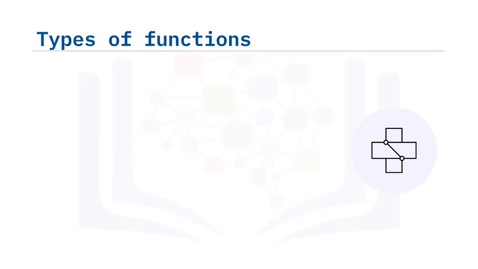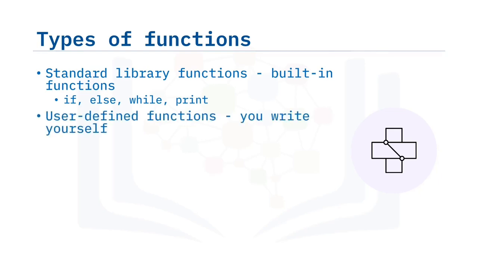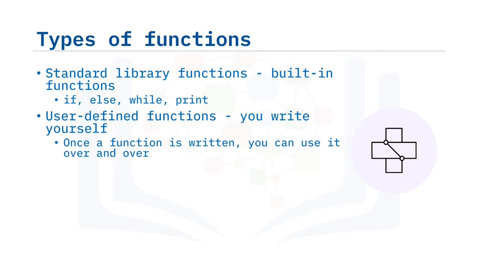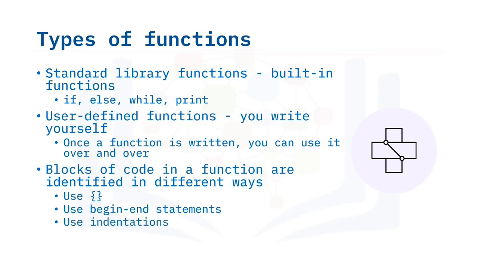There are essentially 2 types of functions. Standard library functions are the built-in functions provided by the programming language. Common examples include the if, else, while, and print functions. But programming languages also allow you to write your own functions, and once you've written a function, you can use it over and over again. The way that the blocks of code that make up a function are identified is different across programming languages. Some use braces, some use begin and end statements, and others use indentations, for example.